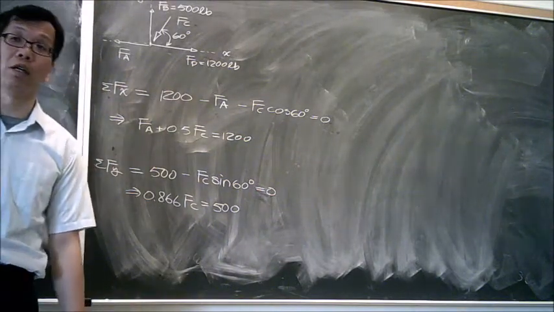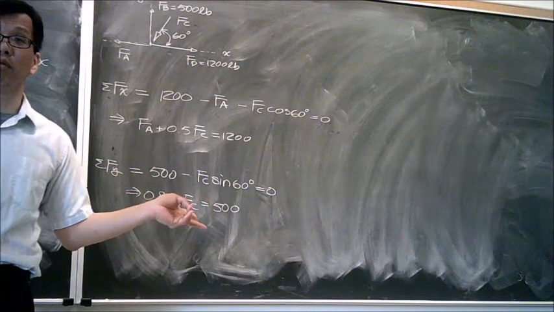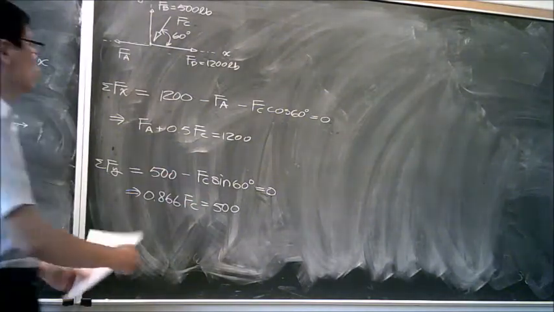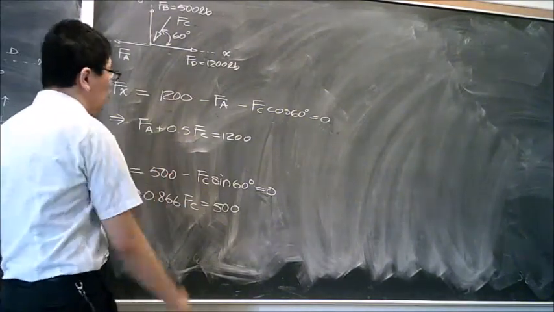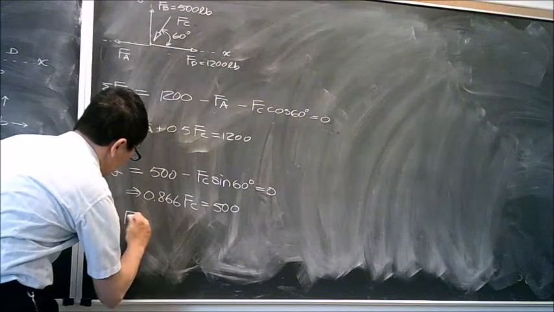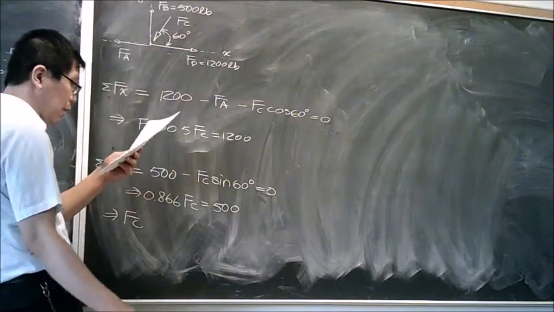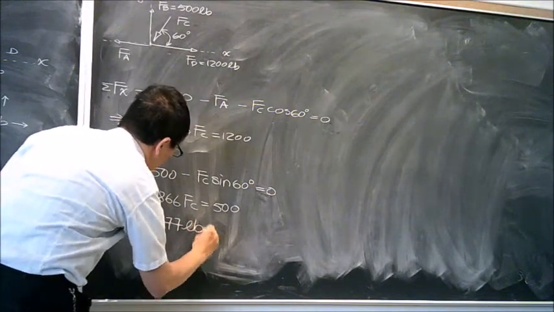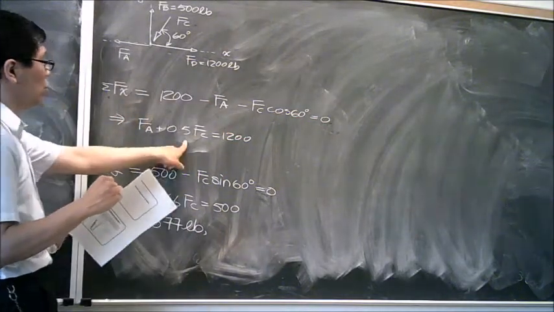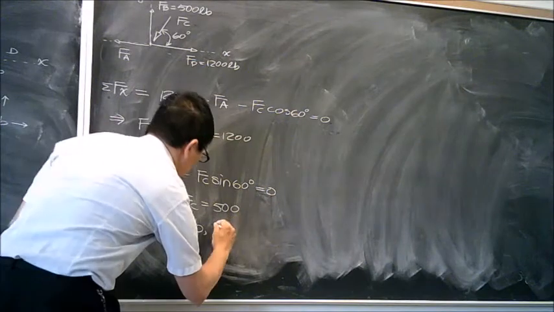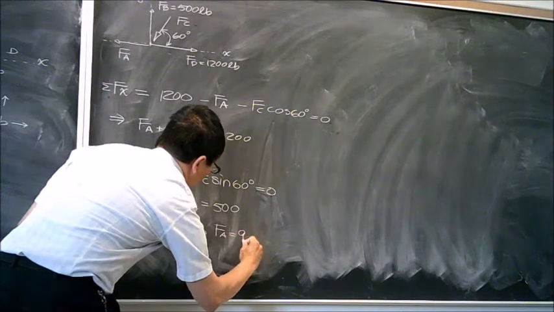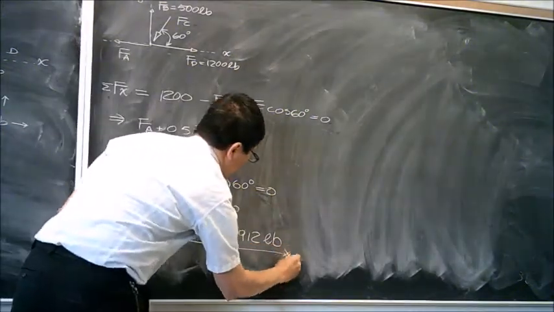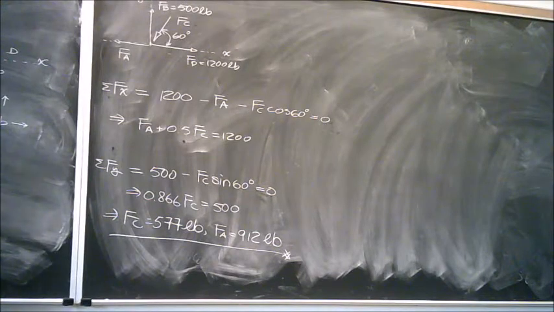How many unknowns do we have here? 2. How many equations do we have? 2. So can we solve for all the unknowns? We can. If you take this equation, you can calculate FC directly, which gives you 577 pounds. If you put 577 pounds into the other equation, you're going to get FA equals 912 pounds. Those are my answers.